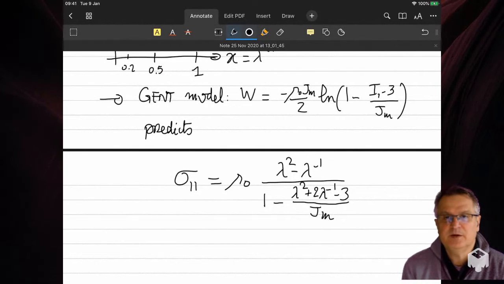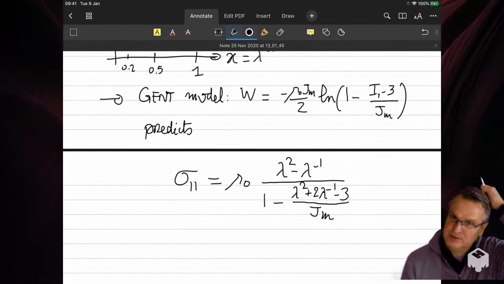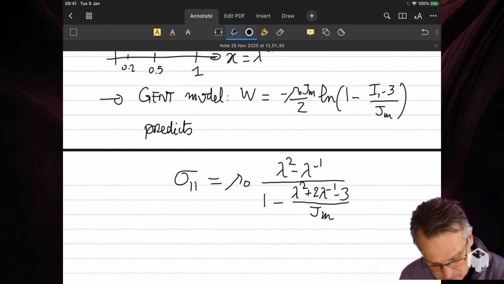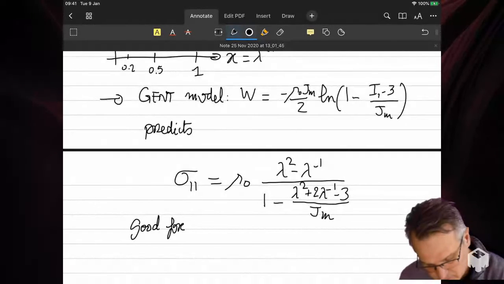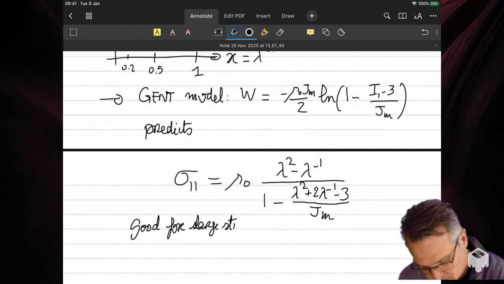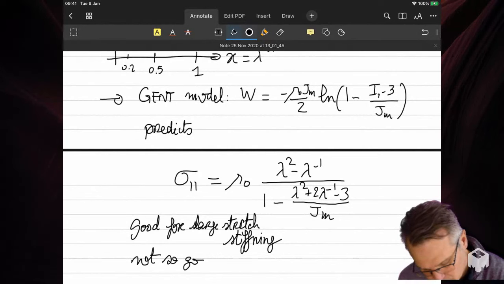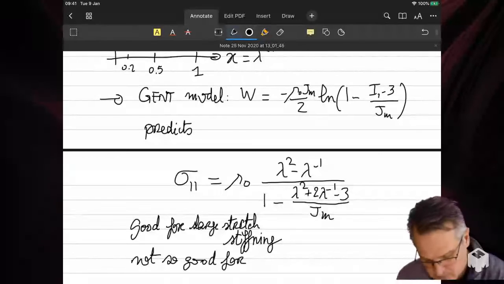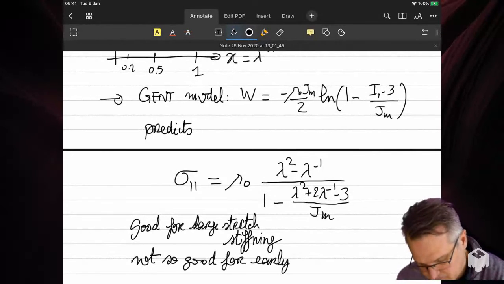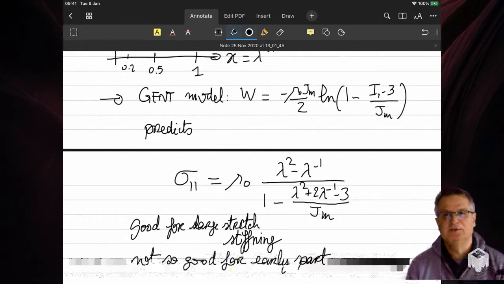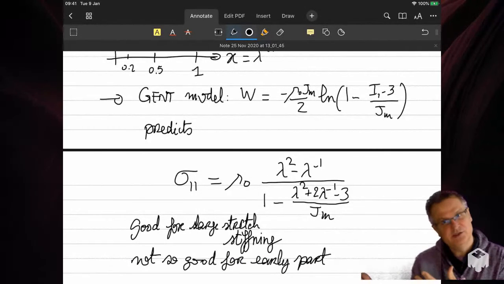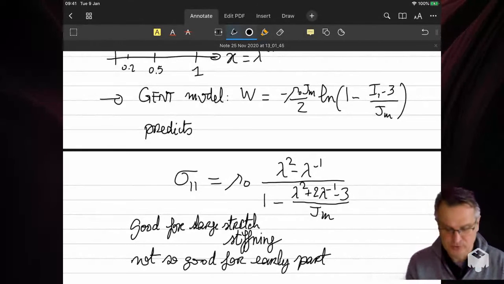If you do that, you'll be able to capture the stiffening pretty well. On the other hand, at the beginning, it won't be so good, the fit. And so good for large stretch stiffening. Not so good for early part. And then when you see that, you tell yourself, well, the Mooney-Rivlin is good for the early part, the Gent is good for the later part. Why don't I combine the two?